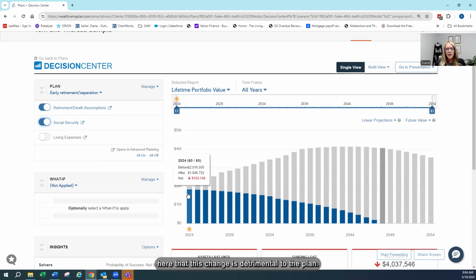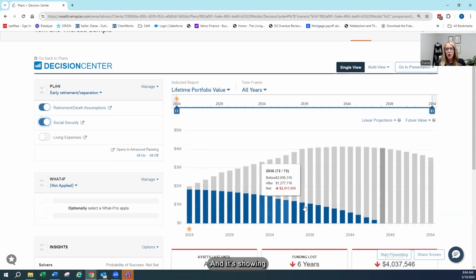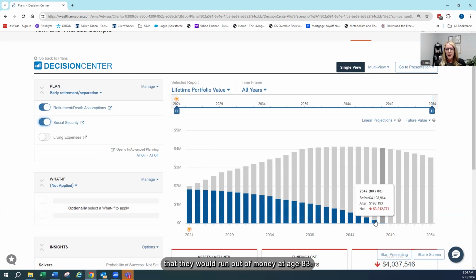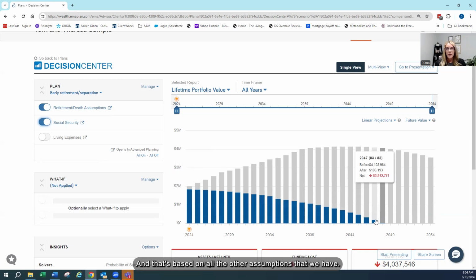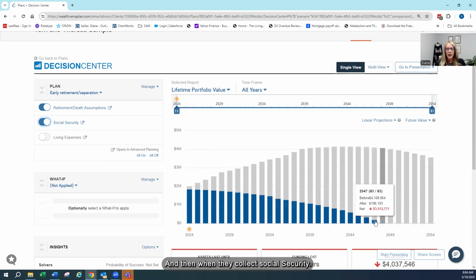So you can see here that this change is detrimental to the plan. So at retirement this year, they have a little over $2 million, and it's showing that they would run out of money at age 83. And that's based on all the other assumptions that we have. We've just changed the retirement date and then when they collect Social Security.